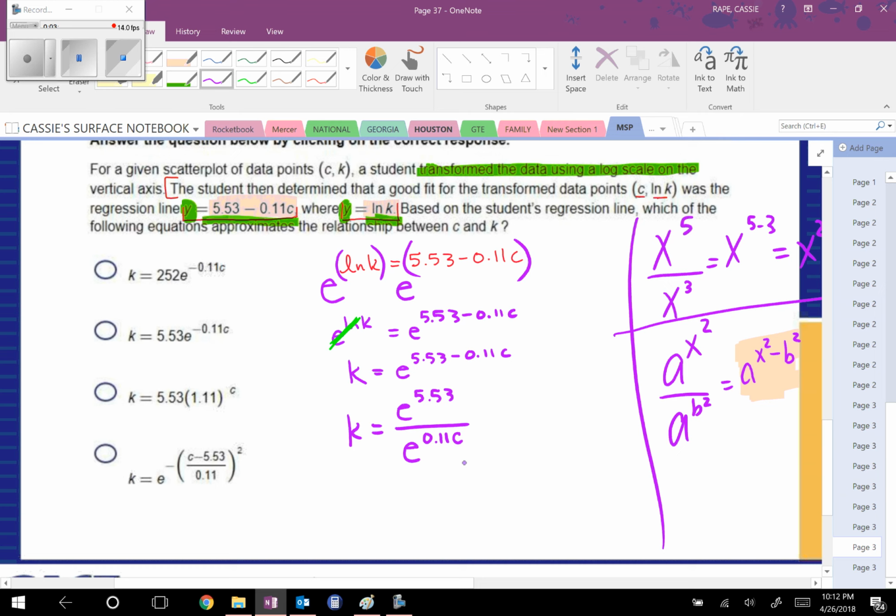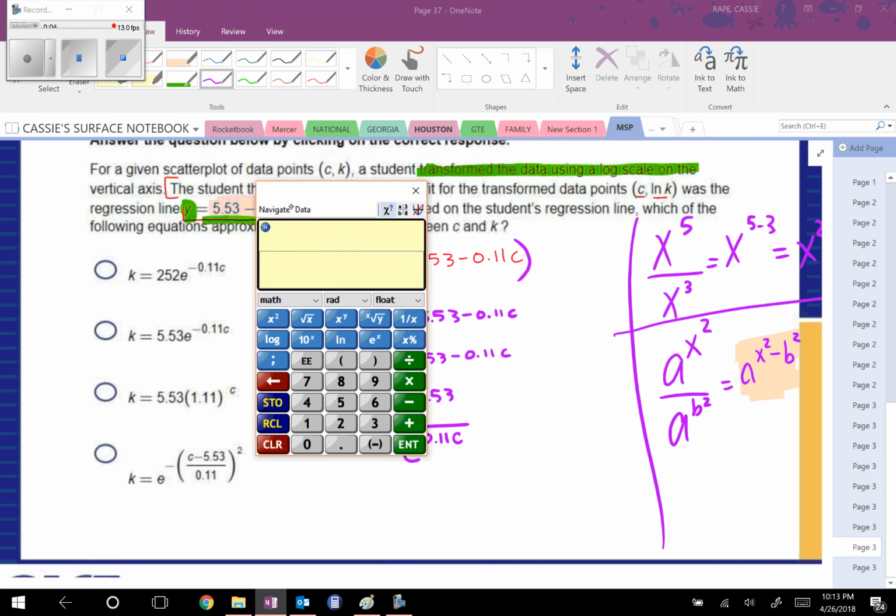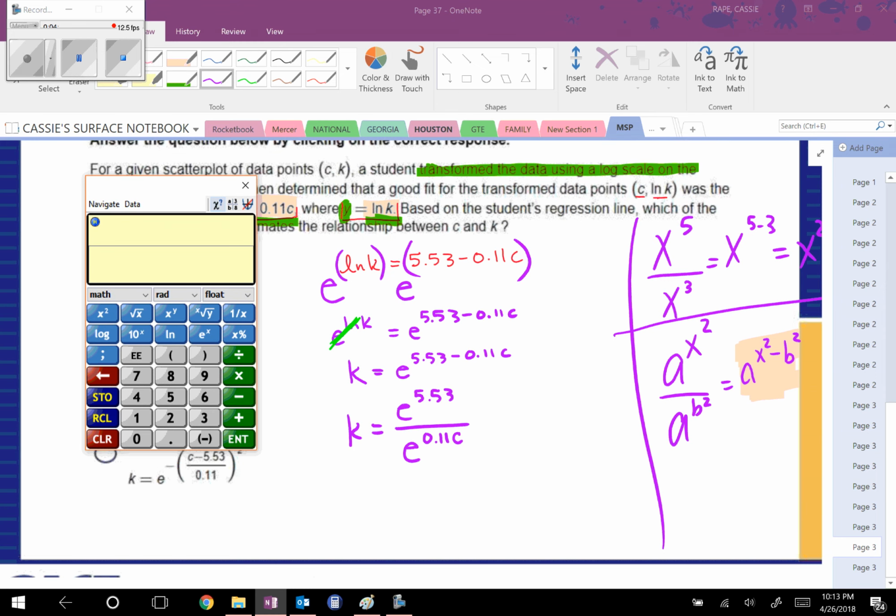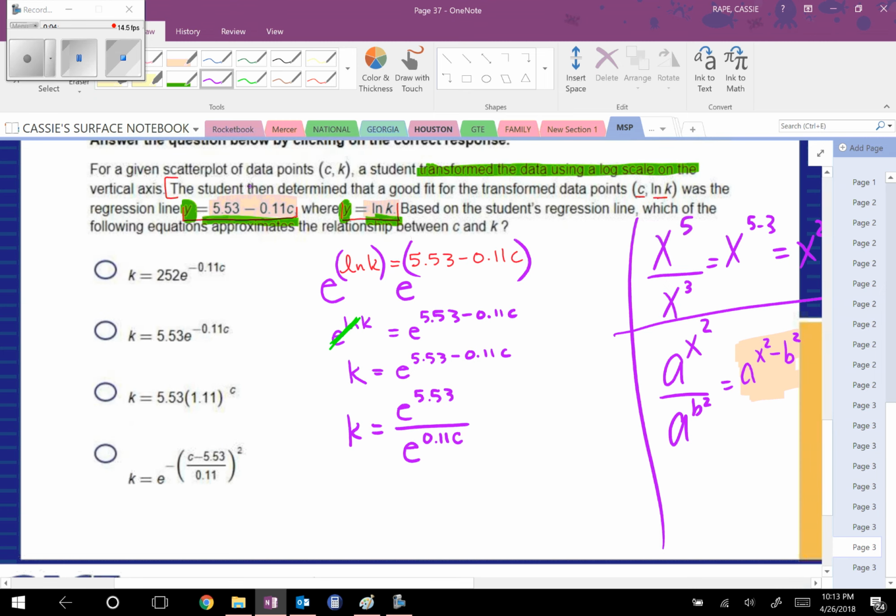Well, because e is just a constant, and 5.53 is also a constant, you can just put that in your calculator. e to the 5.53 is equal to about 252, okay? So that right there, I can actually write as k is equal to 252 over e to the 0.11 c. Okay, I'm real close, I think. The only difference is here, and that doesn't look right.